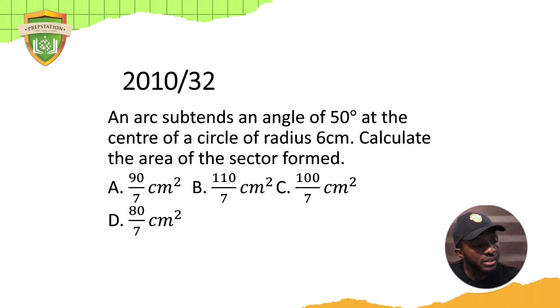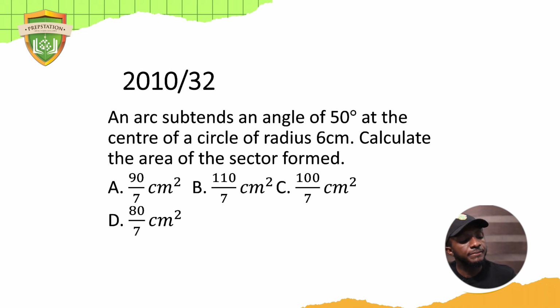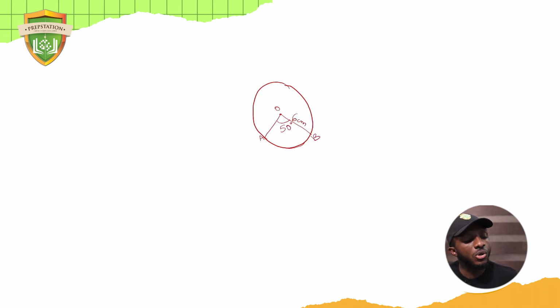Now, let's look at that. An arc subtends an angle of 50 degrees at the center of a circle of radius 6 centimeters. So this is the radius of the circle. We're now told to find the area of the sector that is formed. Of course, a sector has been formed. What is a sector? A sector is simply a fraction of the area of the circle, or simply an area that is bounded by 2 radii and an arc.